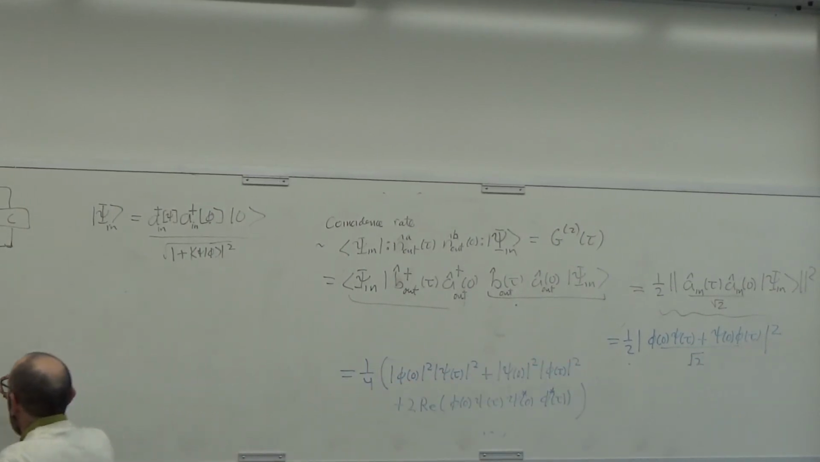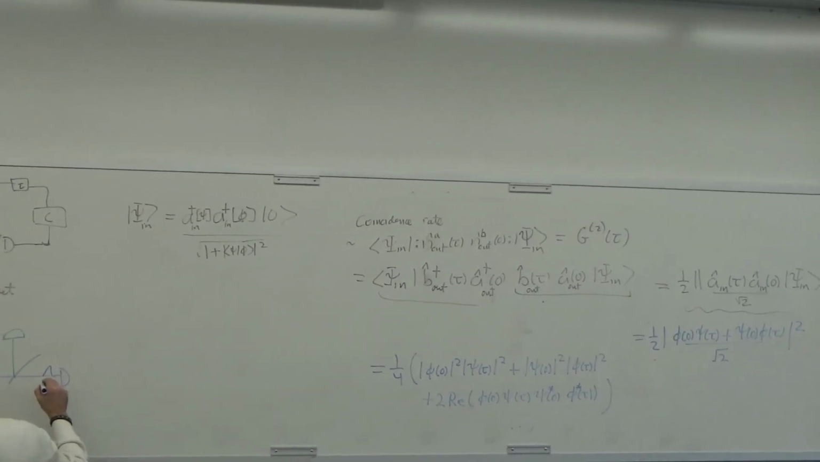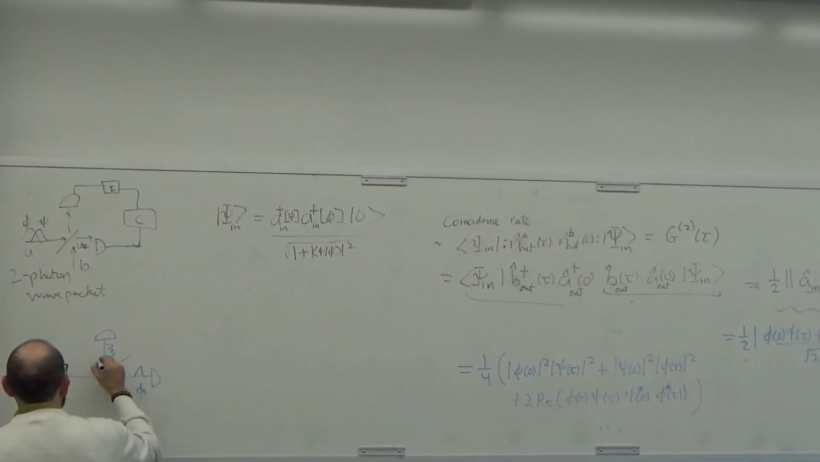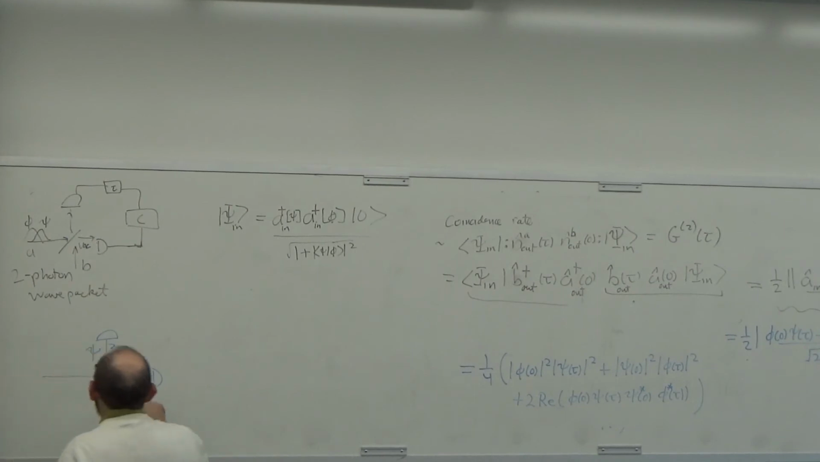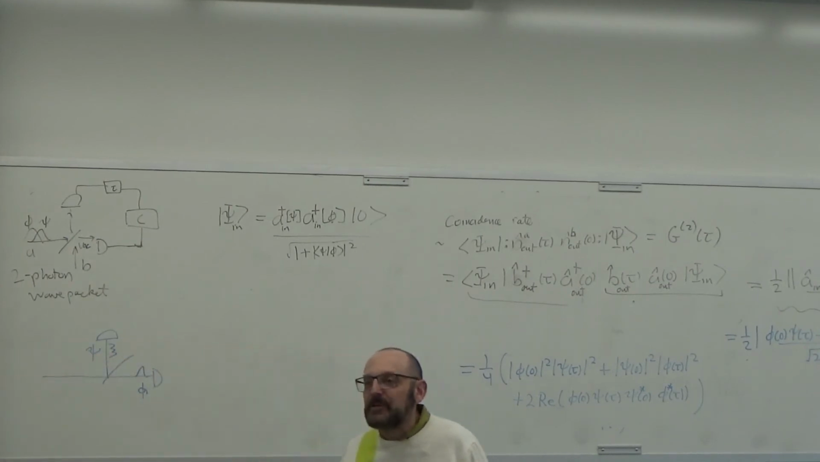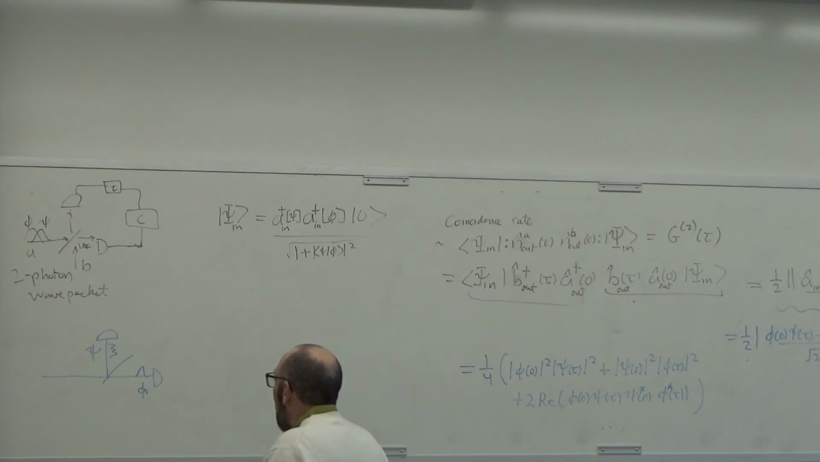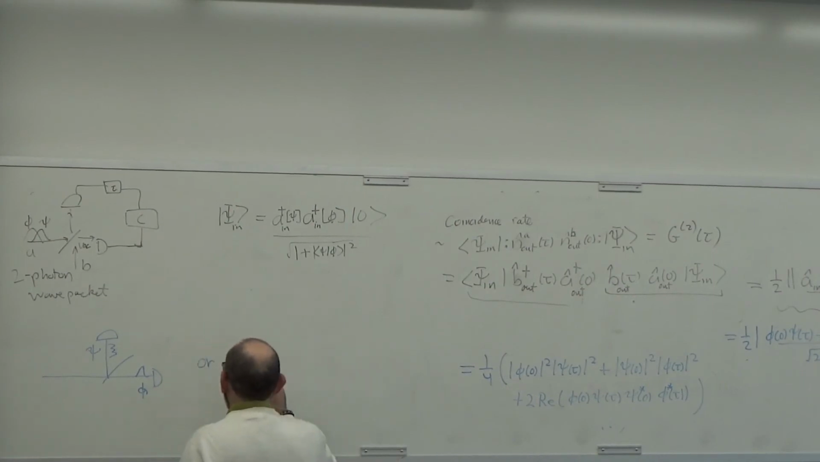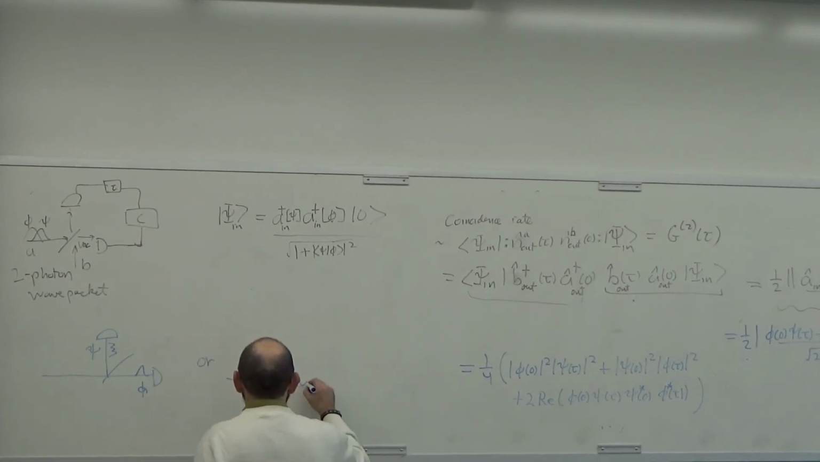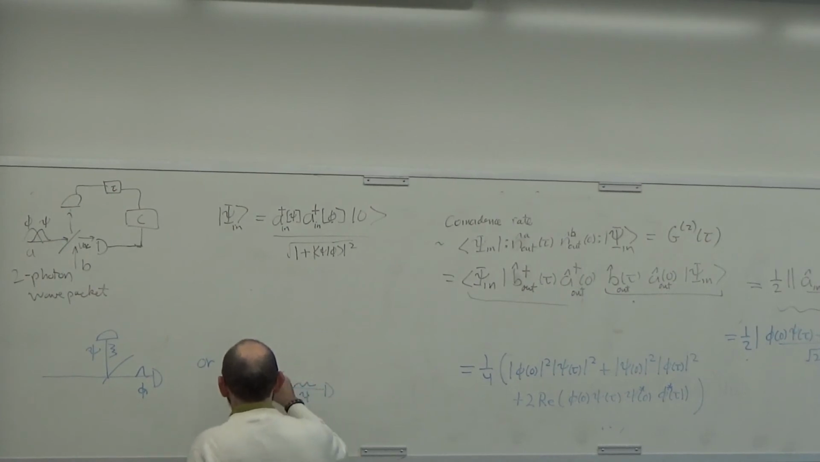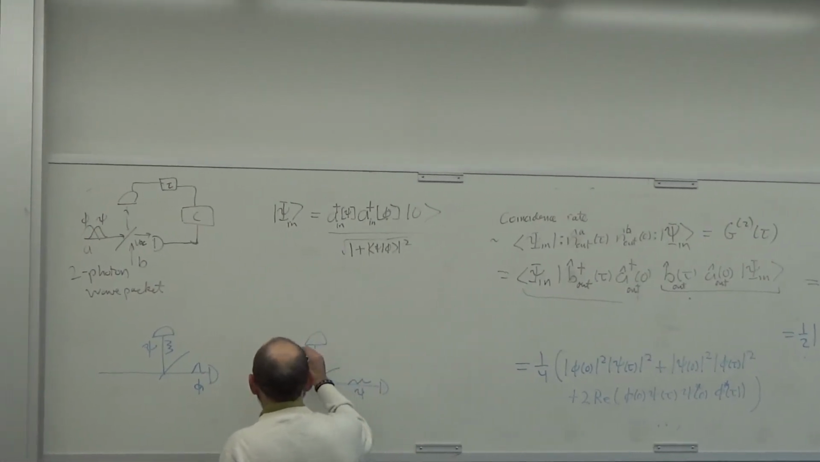So there are these two wave packets. This is the sine wave packet. This is the phi wave packet. Maybe they're not the same shape. Or this guy goes over here, and this guy goes over here.